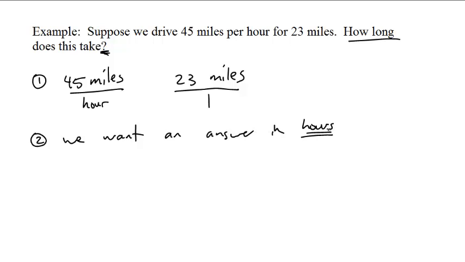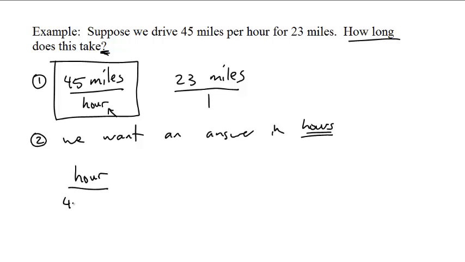So then we look through our two numbers, 45 miles per hour and 23 miles. We say, this is the one that has hours in it, right there. But it's down below, so we have to flip it. So instead of 45 miles over hour, we write hour over 45 miles.